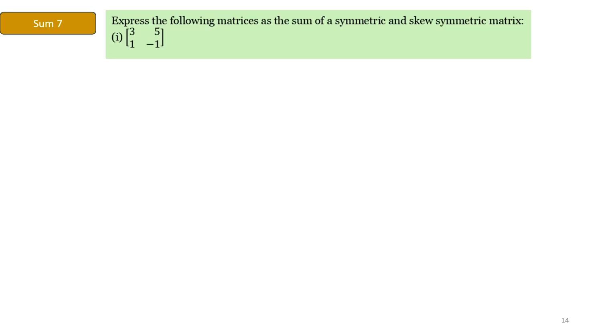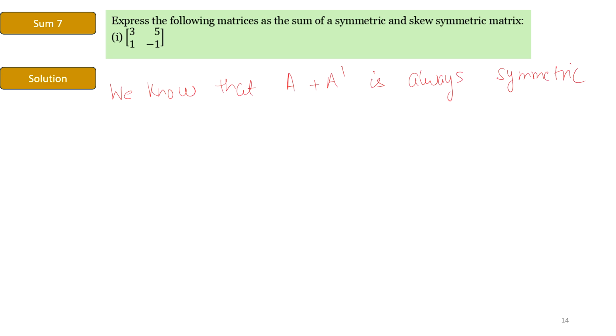Sum number 7. Express the given matrix as the sum of symmetric and skew symmetric matrix. We know that A plus A transpose is always a symmetric matrix, and A minus A transpose is always a skew symmetric matrix.